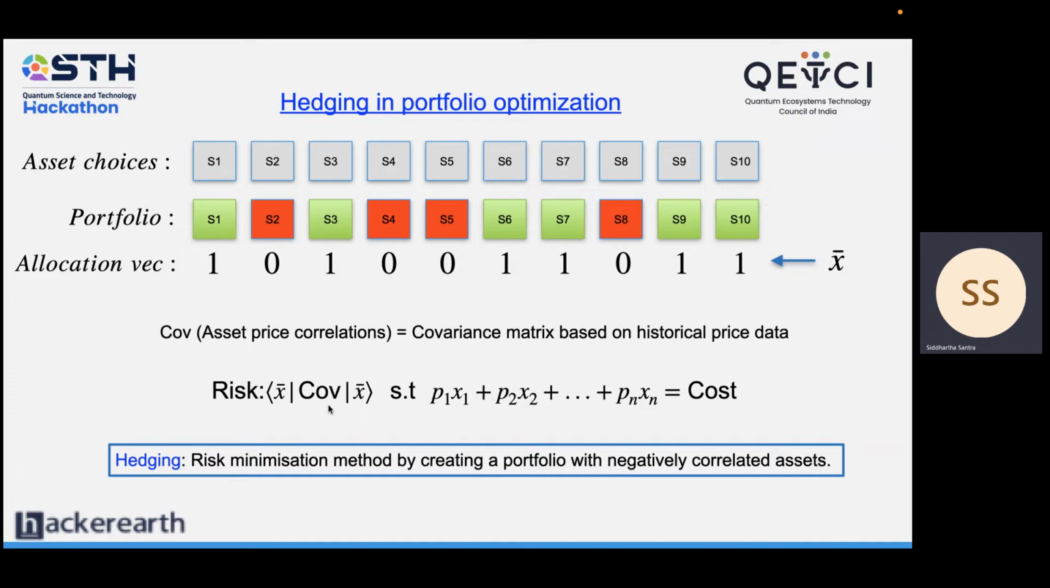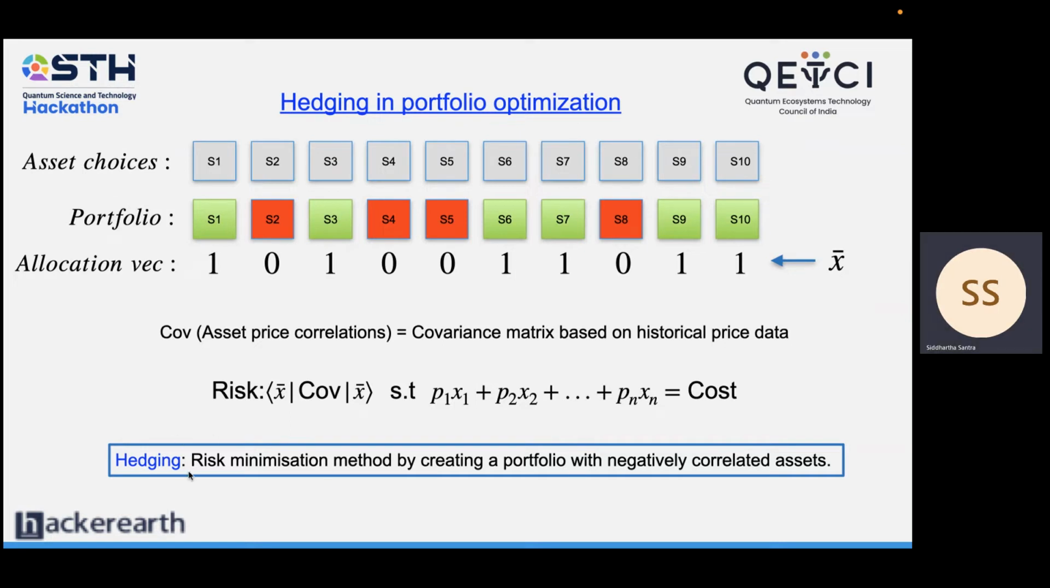Mathematically, it's the expectation value of certain allocation vectors with respect to the covariance matrix, which is based on historical pricing data of the assets that we can choose from. The allocation vector is a bit string where 1 represents a particular stock that we choose and 0 represents any stock that we drop. Of course, any portfolio has to be designed with respect to certain constraints like a cost constraint, the total budget allowed for that portfolio.